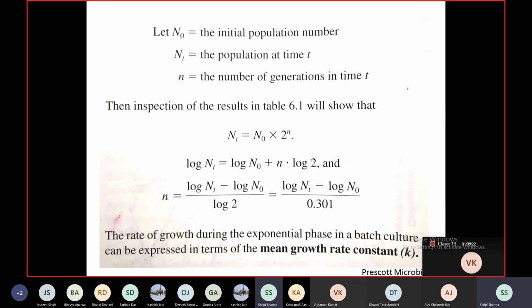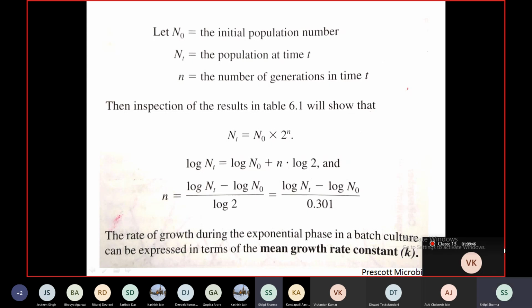So we can describe the exponential growth, like I mentioned, as Nt equal to N0 times 2 to the power n, where N0 is the initial cell number, Nt is the final cell number, and n is the number of generations. And now taking log of both sides and solving for n, we get n is equal to log Nt minus log N0 over 0.301.